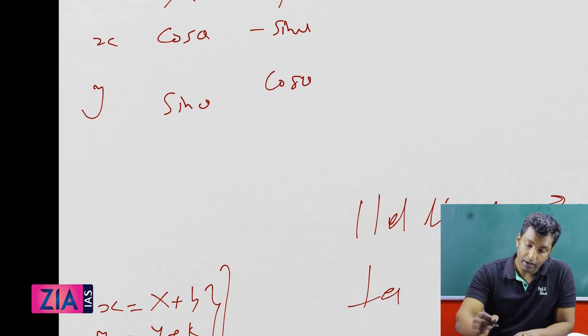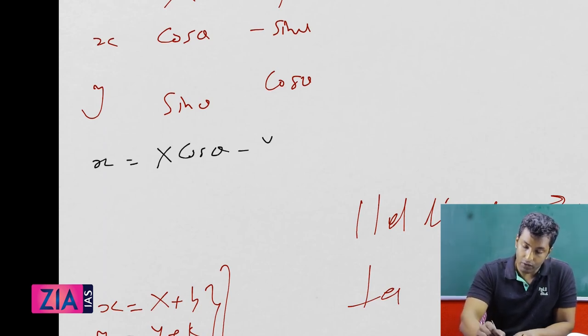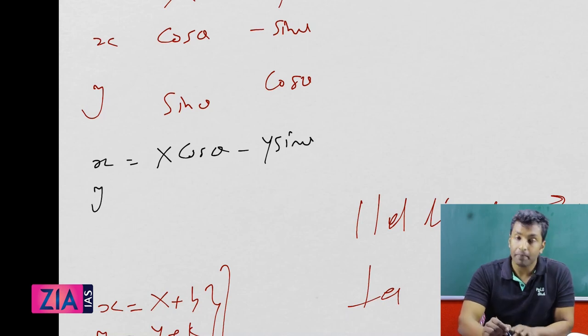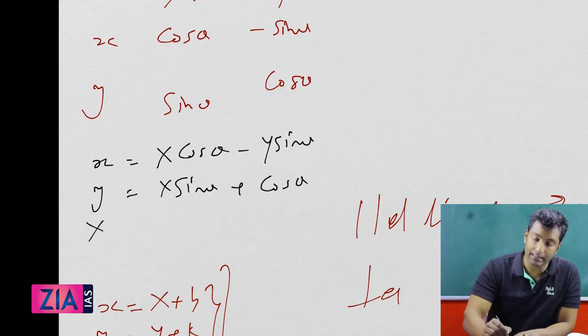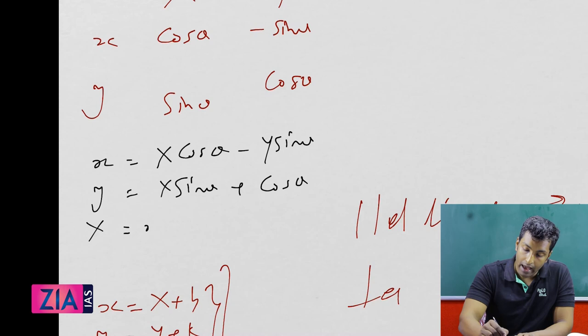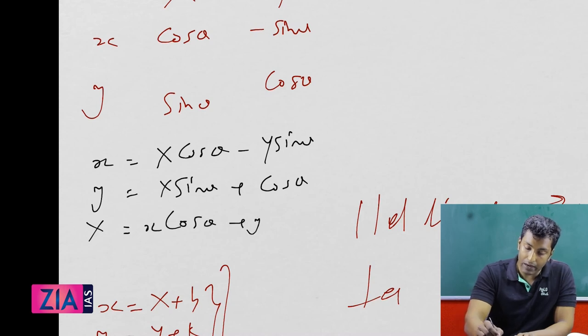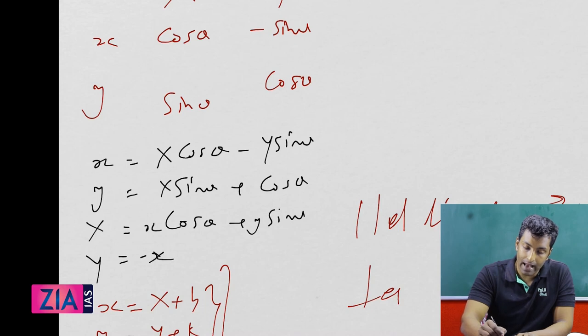So what is your x? The old x is equal to x cos theta minus y sin theta. What is your old y? Y equal to x sin theta plus y cos theta. What is your capital X? That is the new one, equal to x cos theta plus y sin theta. What is your new capital Y? That is equal to minus x sin theta plus y cos theta.